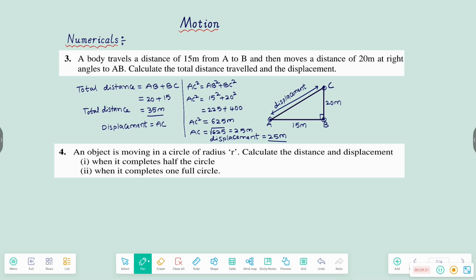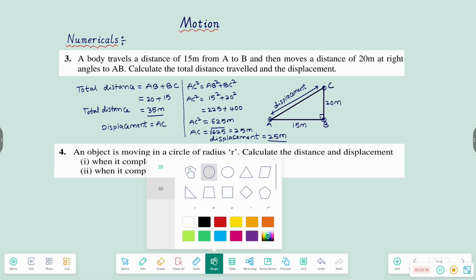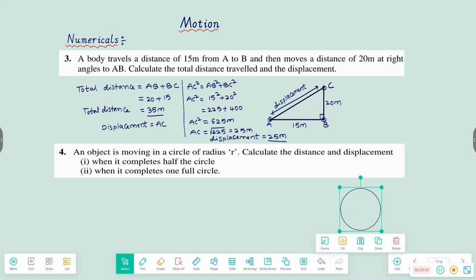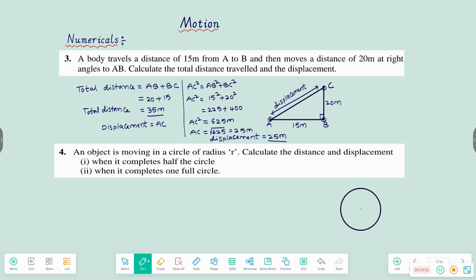Question number 4 is again about circular path. We need to have a circle here. So let's have a circle. Here what they are saying, an object is moving in a circle of radius r, radius is given r. Calculate the distance and displacement. In the first case, we have to find both distance and displacement.